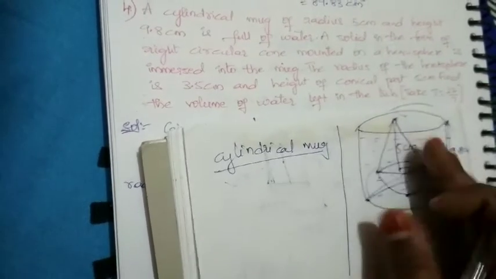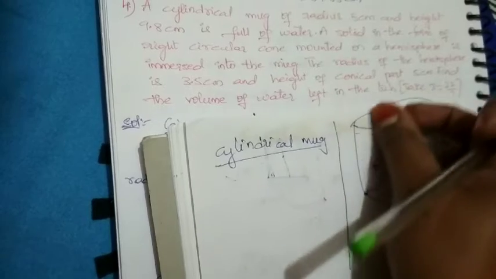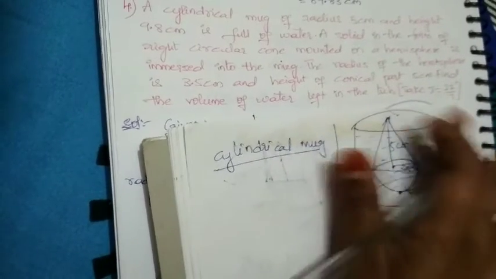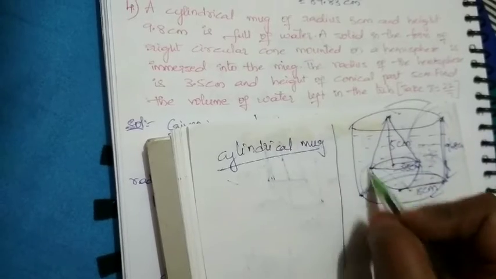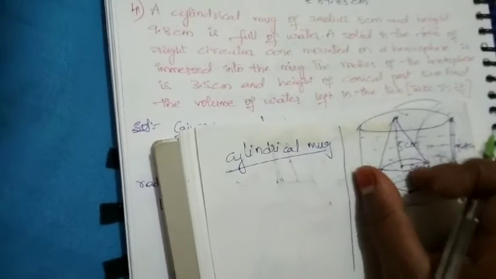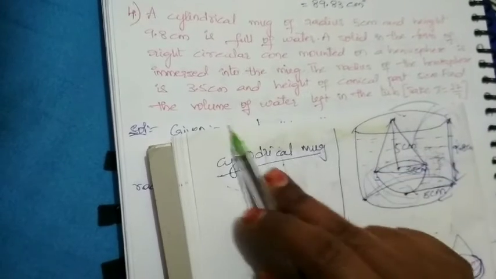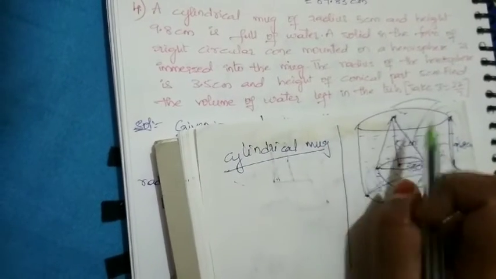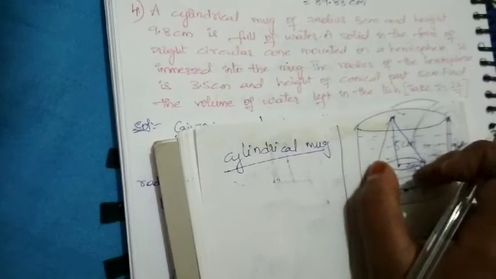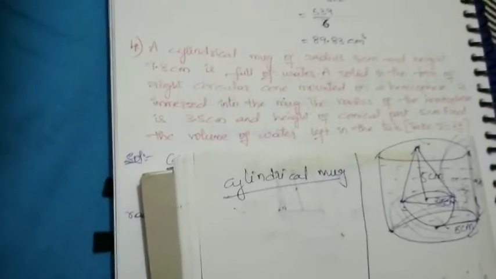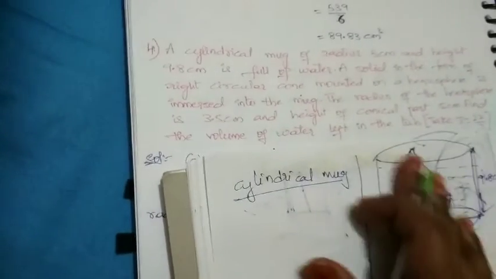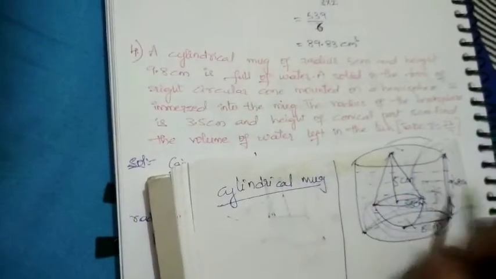Now what will happen? If you insert this into this mug, the water will come out, right? After the water falls out, you should find out how much water is left over in the tub. That is nothing but the volume of water left in the tub, because water is matter, we mention it as volume. So you should find out how much volume of water is left in the tub. Simple, how much water will be left?